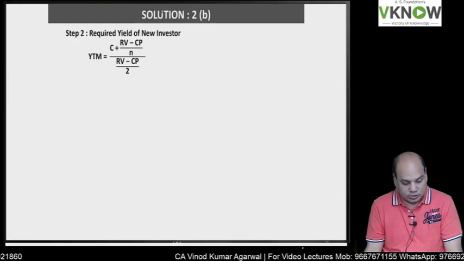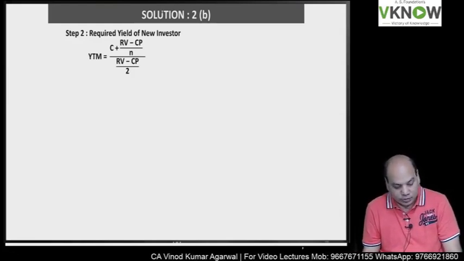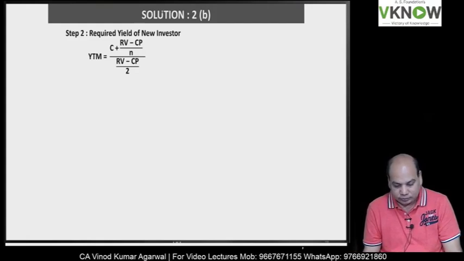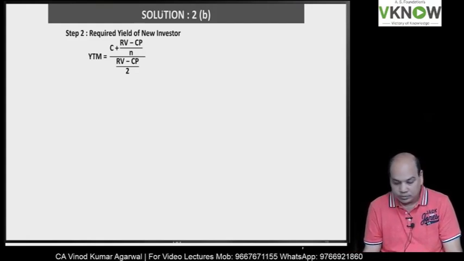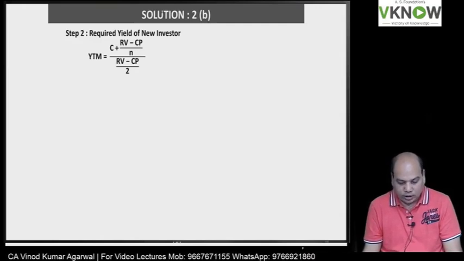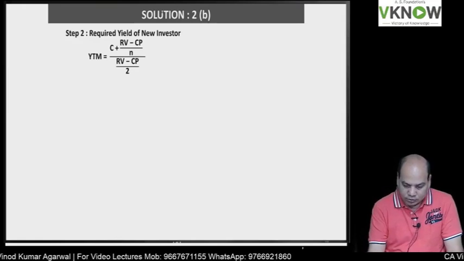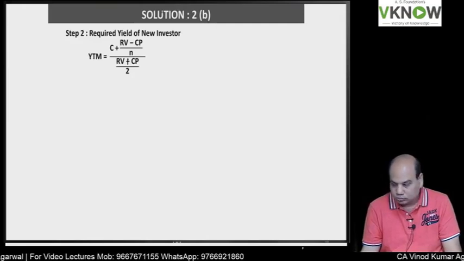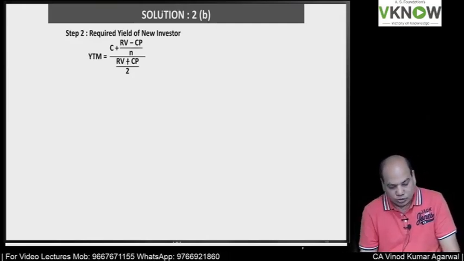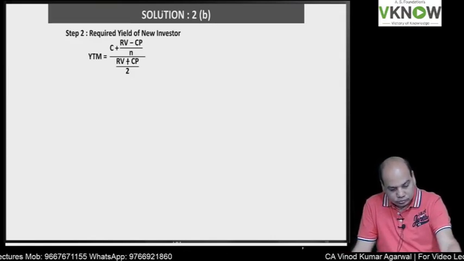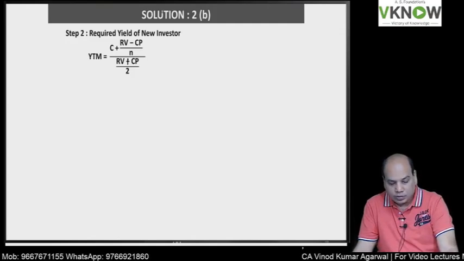The formula is equal to C plus RV minus CP divided by N, upon RV minus CP by 2 plus CP by 2, that is, RV plus CP by 2.